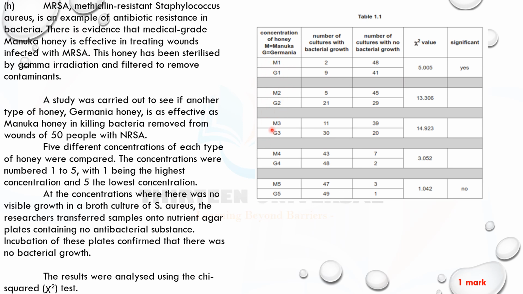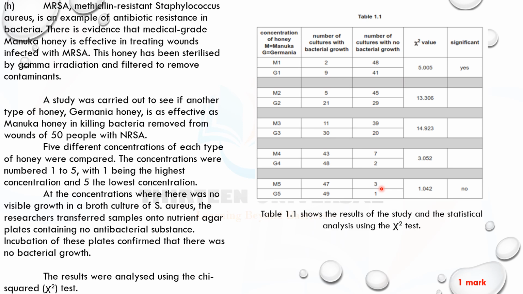Now even across the board, is that okay? So why is it not? Of course, if you consider this is significant, right? Now this is a statistical test, and check here, the first one, the chi-square value is 5.005. This is 13.306. This is 14.932. So the significant ones are from 5 and above. This is below 5, not significant.